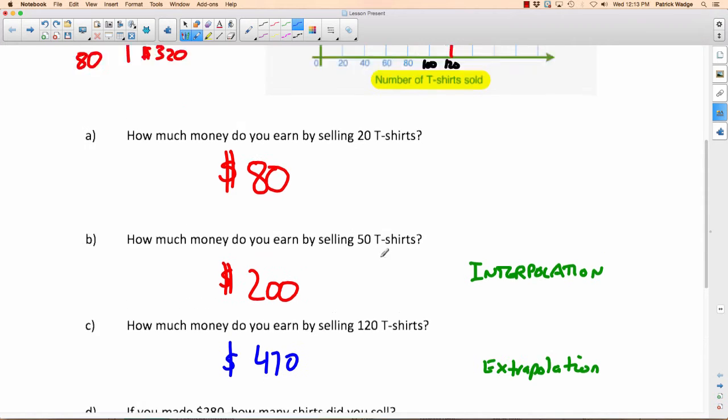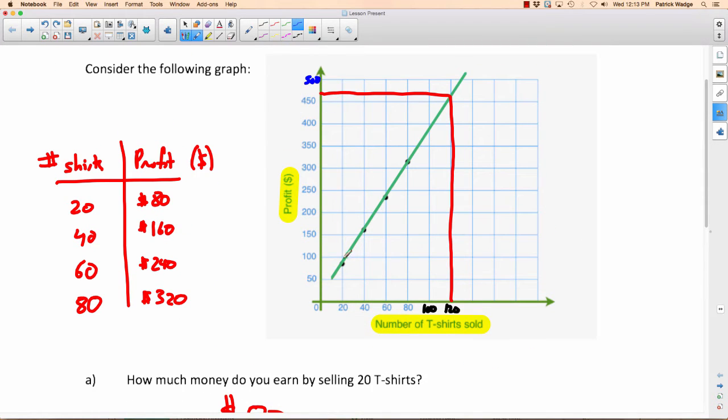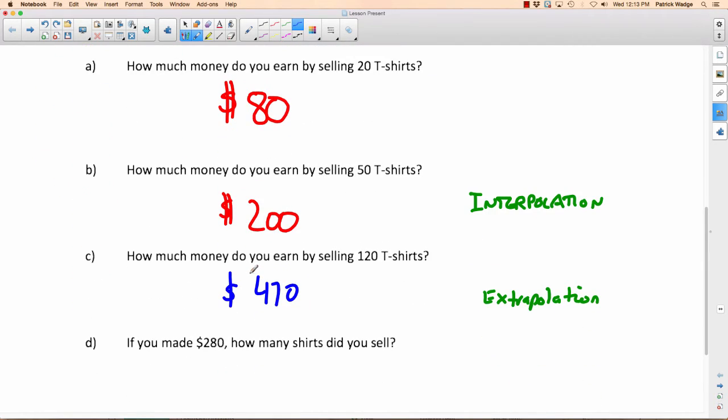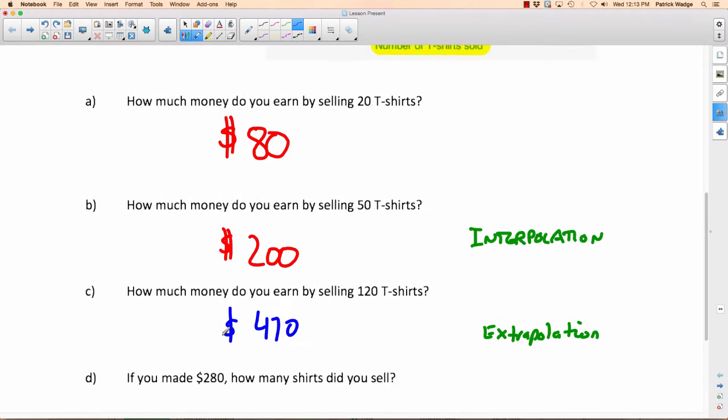I think it's actually 480, but that's not what my graph actually looks like here. All right, these are estimates. We should be getting close, but we might not get it exactly correct. If you made $280, how many shirts did you sell?